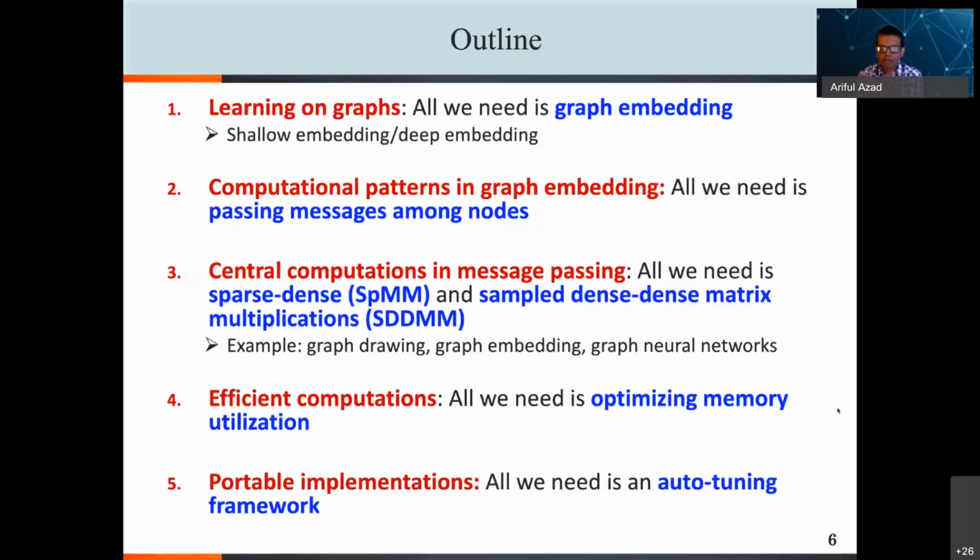So I have these 5 sections in my talk. I discuss how we can map graph learning algorithms to graph embedding, then discuss the message passing framework for graph embedding algorithms, then computational kernels, SpMM and SDDMM, two linear algebra operations that we use in the message passing framework. And then I'll discuss how to develop efficient algorithms for those linear algebra kernels and how we can make them portable.